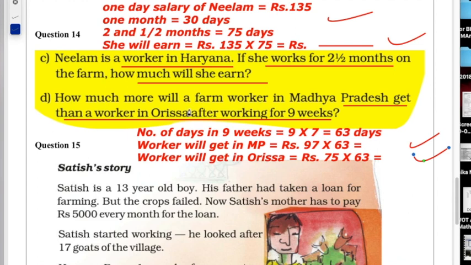To tell how much more a farm worker in Madhya Pradesh gets than a worker in Odisha: Odisha is 75 for one day, Madhya Pradesh is 97 for one day, for 63 days. Obviously, it will be more in Madhya Pradesh. So you will just subtract after getting these answers and tell how much more.